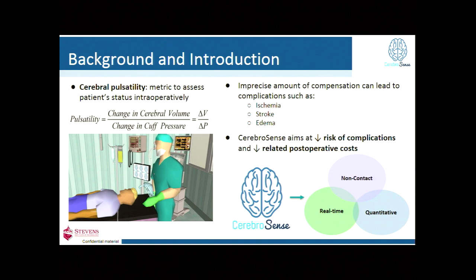So the way it works right now, as Maria mentioned, is that the neurosurgeon will physically put his fingers on the brain to feel how tight it is or how well it's pulsating. And as engineers, we know we need a better metric than that, so we've developed something quantitative, which is CerebroSense. And it is the first device of its kind to offer a real-time, non-contact, and quantitative measuring tool.